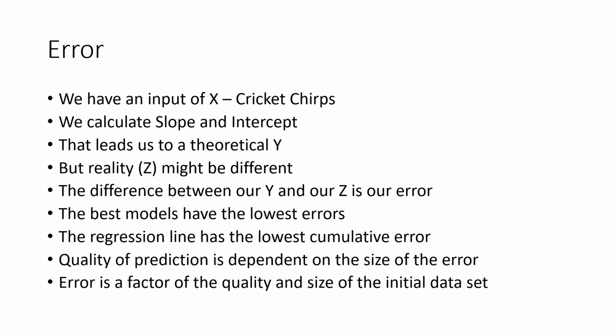And we take that difference, and that becomes our error. Error is the term that is used whenever a model is off from the actual. And so the best models have the lowest errors. And that's great. We might take more data, and we might train our model a bit better so that we can reduce the error.